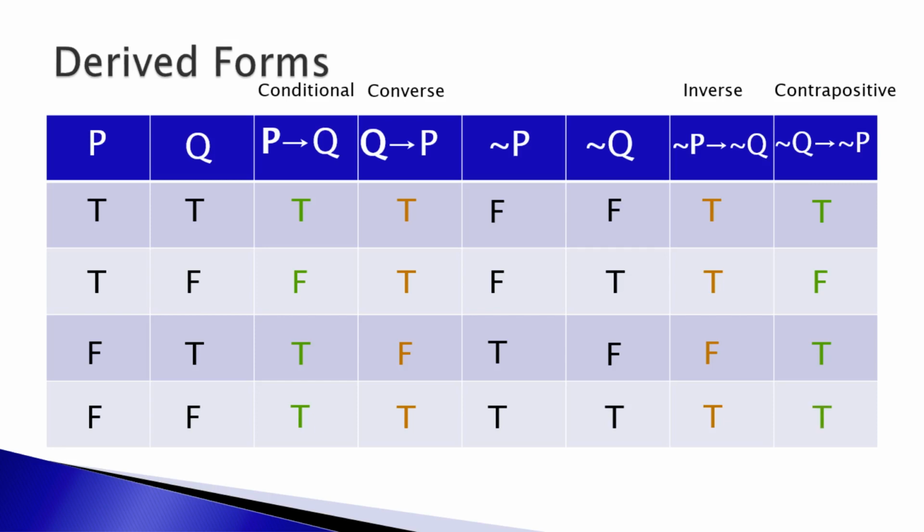You'll notice that the truth values for not Q implies not P are the exact same as P implies Q. And the truth values for not P implies not Q are the exact same as for Q implies P. That's why we say the converse and inverse are logically equivalent, and the contrapositive and conditional are logically equivalent.